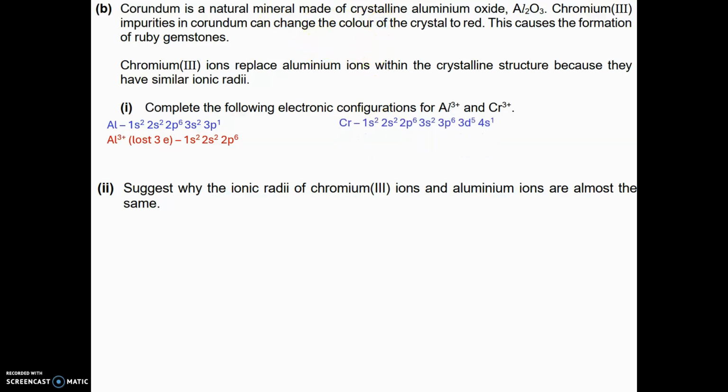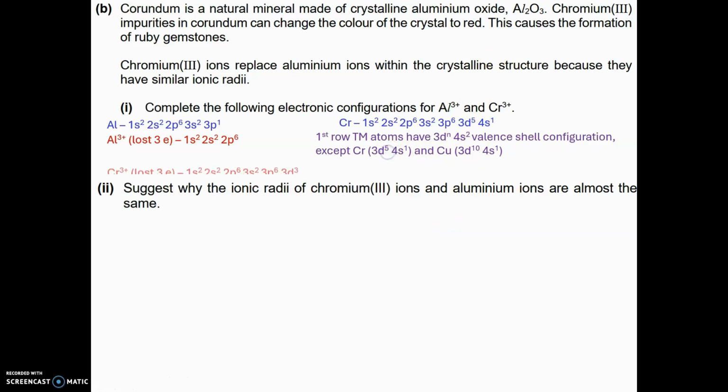Next, for Cr, this is the electronic configuration. Now, for the first row of transition metals, we will fill the 4s subshell first, followed by 3d. So most of the first row transition metals have 3d and 4s2 configuration, with the exception of chromium and copper. Chromium is 3d5 4s1, copper is 3d10 4s1. So if we remove 3 electrons from a chromium atom, it will become 1s2, 2s2, 2p6, 3s2, 3p6, 3d3.